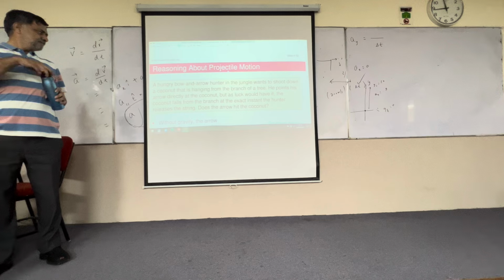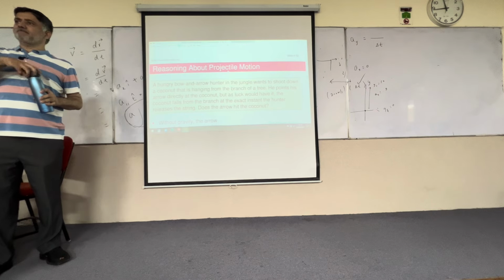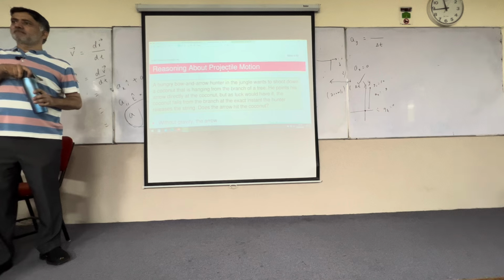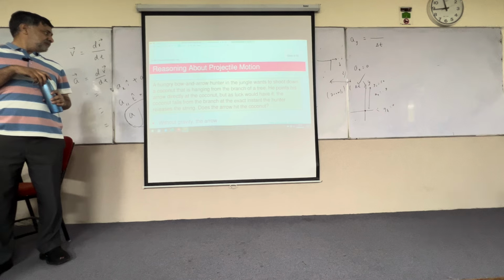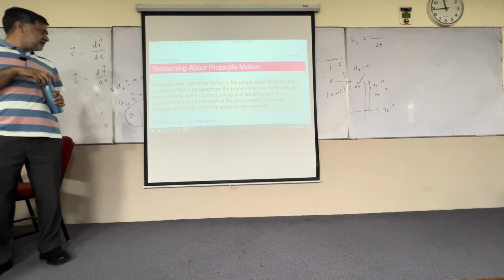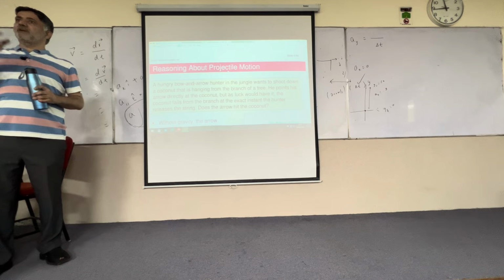No. Does the arrow hit the coconut? No. Why? Because the coconut will get dropped a bit by the time the arrow reaches the coconut. So you are actually assuming that... what is he using? He is using a bullet, no, it's an arrow. Sorry, an arrow. That the arrow will go straight, right?